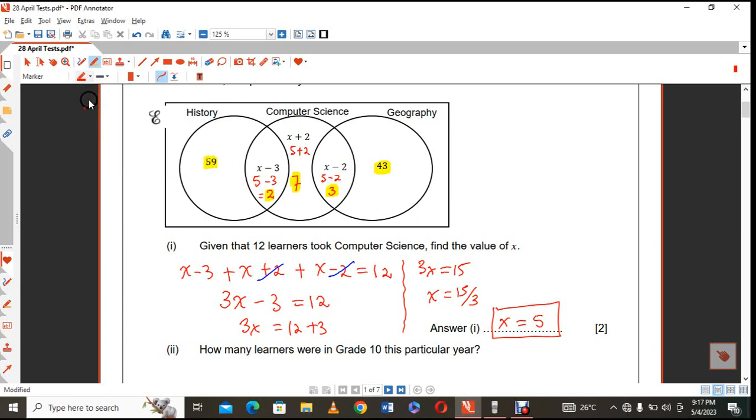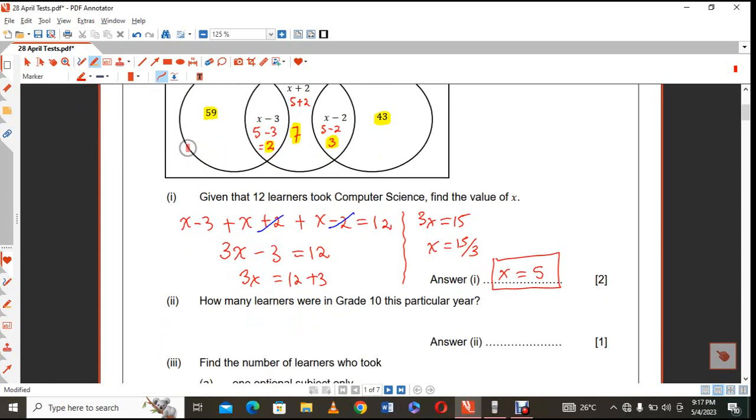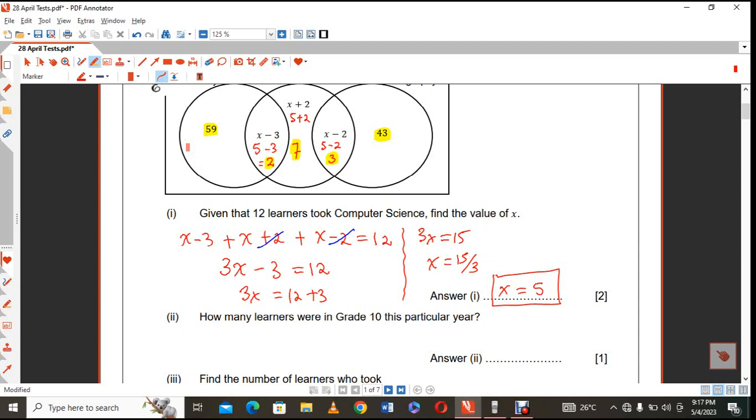Okay, all right. Now, the second question says, how many learners were in grade 10 this particular year? So basically, the ones in yellow that I've indicated are the ones that you are going to be adding. So you're going to go say 59 plus 2 plus 7 plus 3 plus 43. Okay, you can go ahead and grab a calculator. You should get 114 learners.